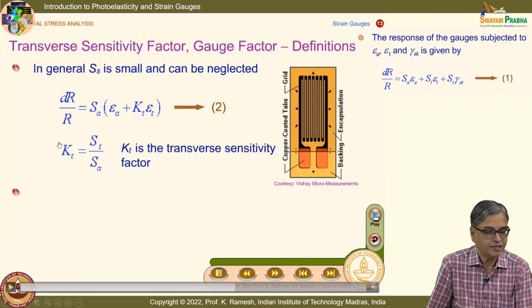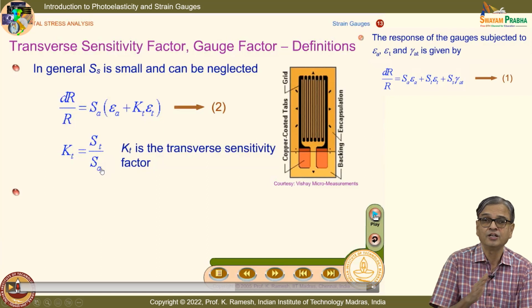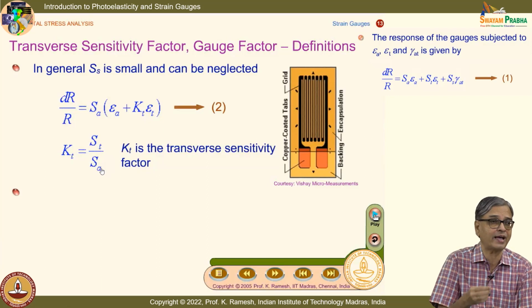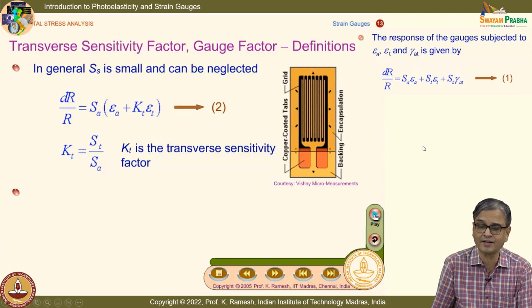And KT, you call that the transverse sensitivity factor, which is the ratio of ST by SA. That is the axial sensitivity of the strain gauge and the transverse sensitivity of the strain gauge, the ratio of the transverse sensitivity to axial sensitivity. We saw what was there for a simple wire. From the wire, we have graduated to a grid, and we have seen the grid is unavoidable. A common gauge length is only 3 millimeters. That is what is available cheap.